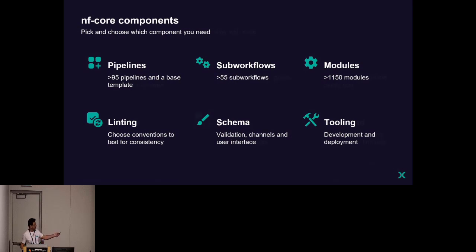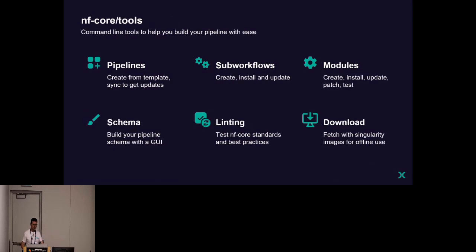In terms of tooling, the NF-Core tools that have been released allow you to create with a standard template either of those things: pipelines from scratch, sub-workflows, modules, create a schema of parameters for your pipeline, lint your code, and also, more importantly, fetch all necessary dependencies for your pipeline to be run, for example, if you're using an air-gapped environment for your executions.